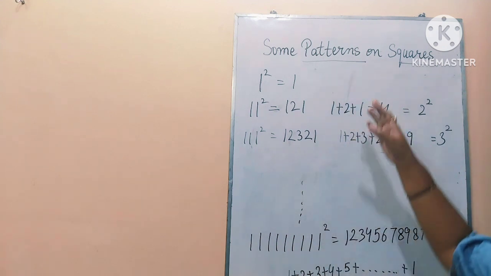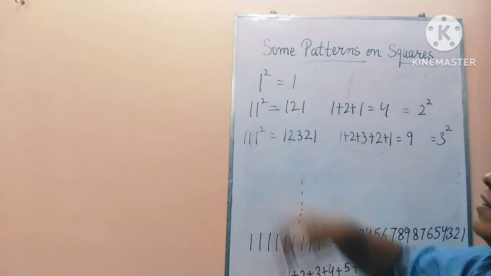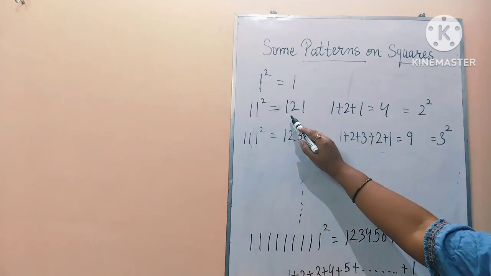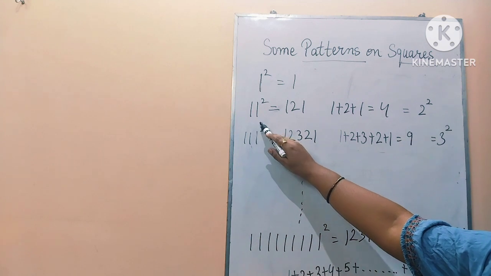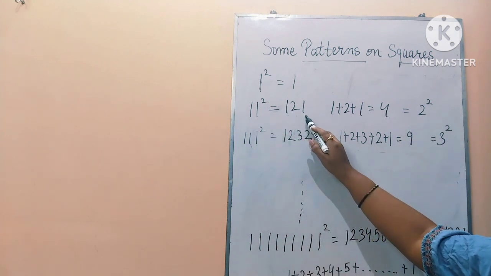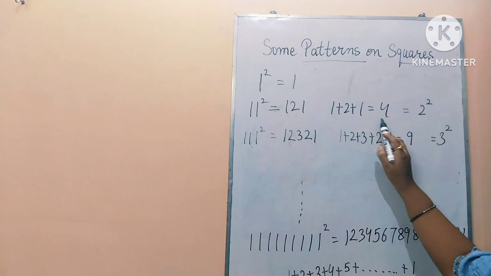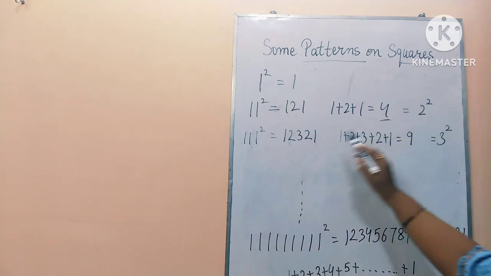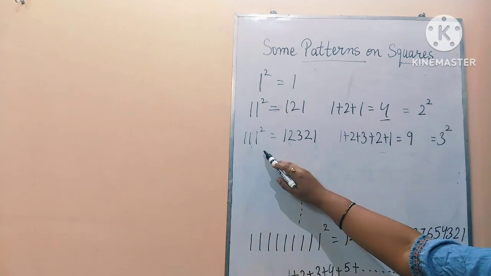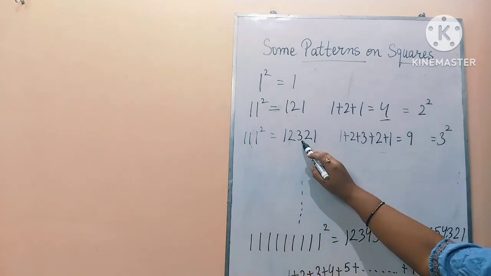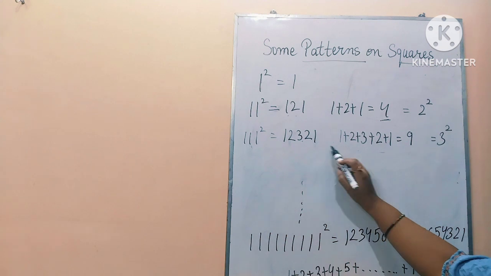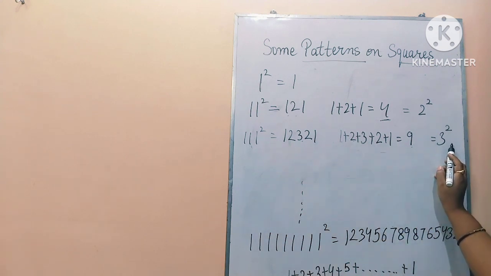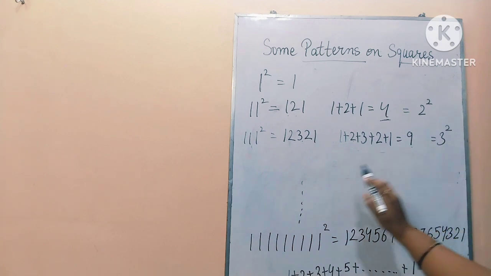Okay, we have some patterns which we have observed on squares. If you have single digit 1, the square of 1 remains as 1. But if you have two ones, that means 11, the square becomes 121. And if you add them together, 1 plus 2 plus 1, you get 4, which is the square of 2. Now if there are 3 ones, the answer becomes a pattern like you go up to 3, 12321, and then in reverse order.